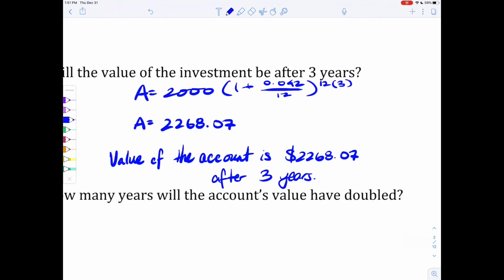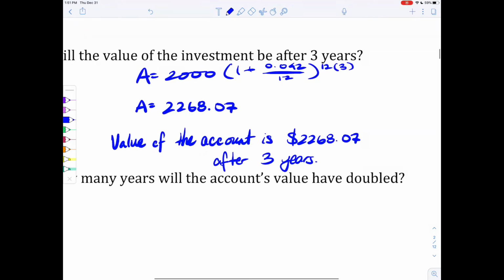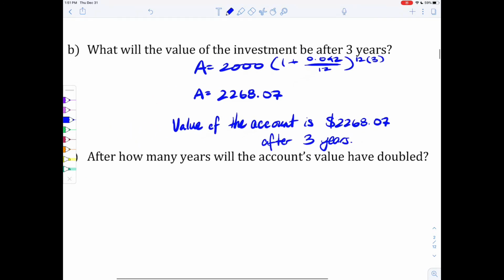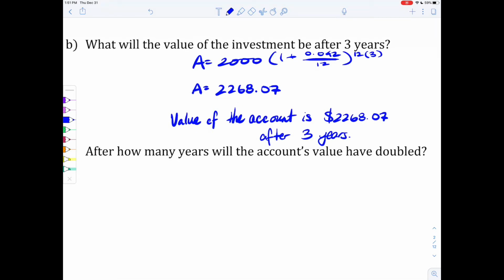So a contextual problem requires a contextual answer. We can see the value of the account is $2,268.07 after 3 years. Now this last part of the question, after how many years will the account's value have doubled, that is something where we will have an exponential equation. And again, right now, we don't necessarily have the tools to solve that algebraically.